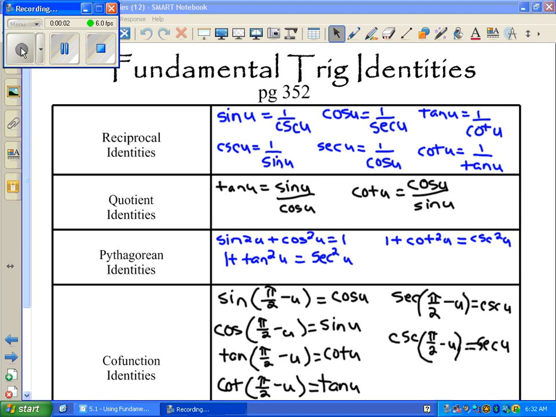Hi, and welcome to section 5.1, using fundamental trig identities. We are going to use trig identities to evaluate trig functions, simplify trig expressions, develop additional trig identities, and to solve trig equations. So that's what's coming up.